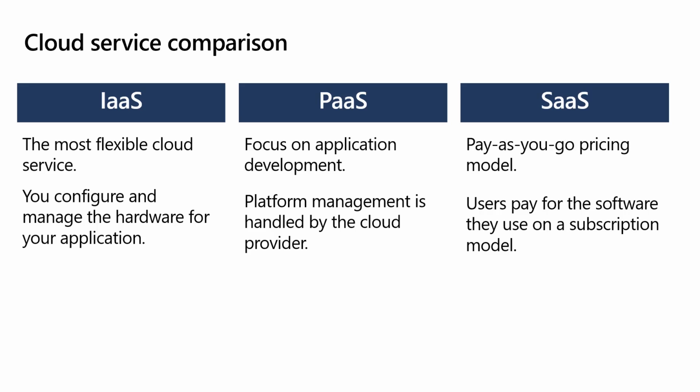In PaaS, I want you to think productivity. The customer focuses on their application development. The platform is managed by the cloud solution provider, which is Microsoft. A good example of a PaaS product is app services or containers. And lastly, we have SaaS, which I want you to think of the word subscription. It's a pay-as-you-go pricing model, monthly or yearly, and I want you to think of Microsoft 365, email, calendars, or tools such as Teams. Remember, you can use any combination of these infrastructures.